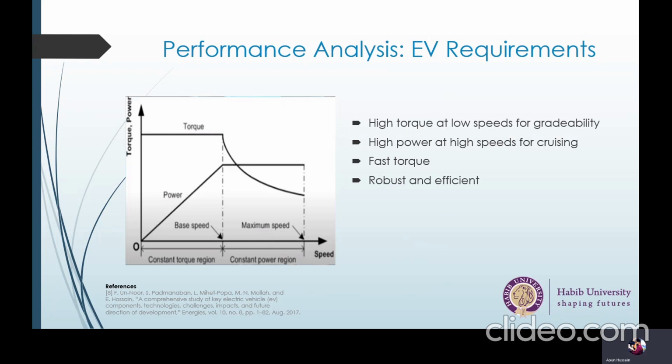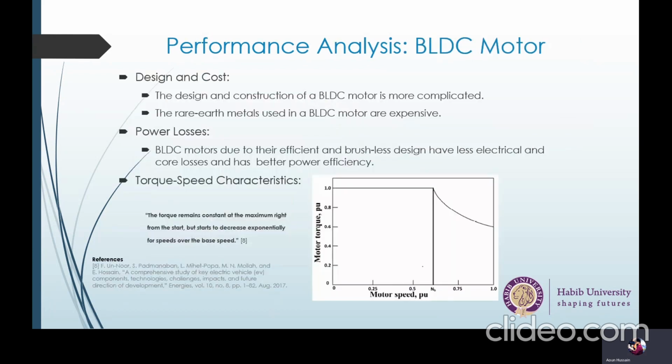A brushless DC motor, because of its design, is very cheap. It's not cheap at all, I'm sorry, it's very expensive because of the rare earth metals used in the brushless DC motor. It has more complicated controls, although it is more power efficient because of the permanent magnets and fewer windings used, but it is more expensive as compared to an induction motor.